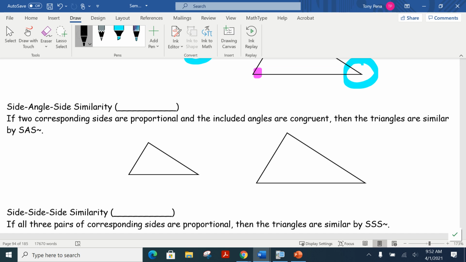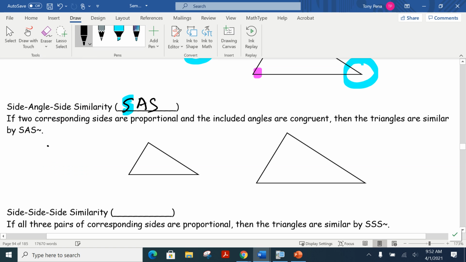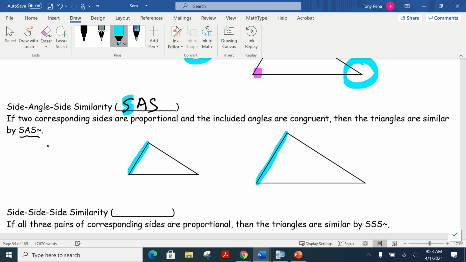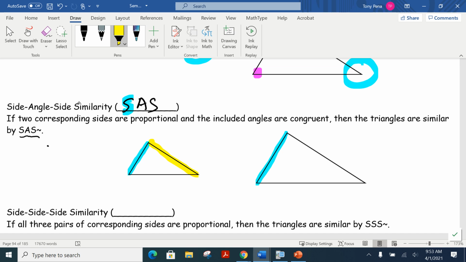All right, side, angle, side. So that's going to be SAS. So that's our abbreviation. So when we use SAS, then we can use side, angle, side similarity if two corresponding sides are proportional. So let's do this. This guy and this guy are the corresponding sides. And then I'll mark the top ones. So this side and this side are the corresponding sides there. It needs to be two corresponding sides that are proportional. They have the same ratio.